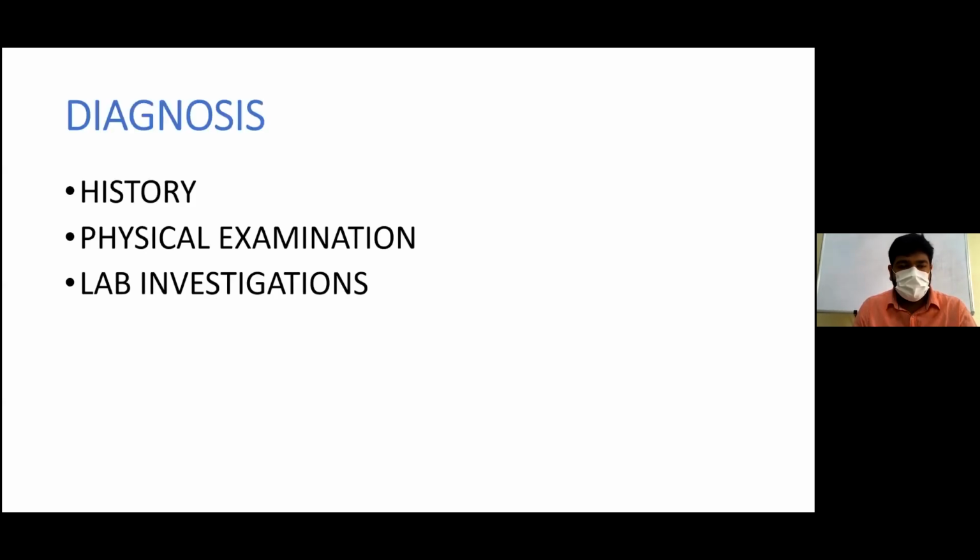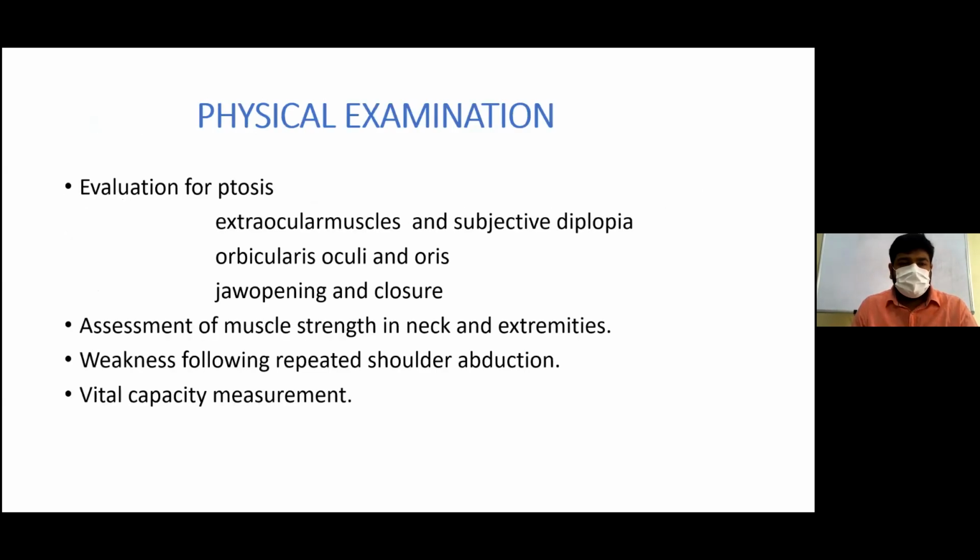Diagnosis is usually made with the help of history, physical examination, and laboratory investigations. A history of ptosis, dysphagia, dysarthria, and fatigue on chewing can be considered a positive history. Physical examination includes evaluation for ptosis, evaluation of the extraocular muscles and subjective diplopia, evaluation of the orbicularis oculi, evaluation of jaw opening and closure, assessment of muscle strength in the neck and extremities, weakness following repeated shoulder abduction, and vital capacity measurement if there is any respiratory muscle involvement.